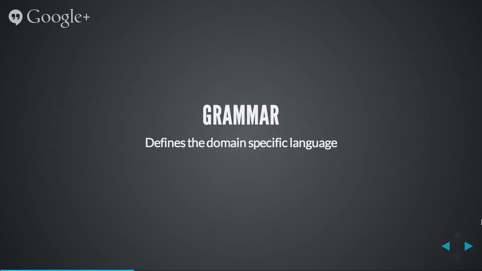So the main thing that you're going to be working with is a grammar, and this grammar defines the domain-specific language. An example grammar could be anything from a little math grammar, plus, minus, divide kind of stuff, which is the grammar we're going to be building today, or all the way to C# or JavaScript.